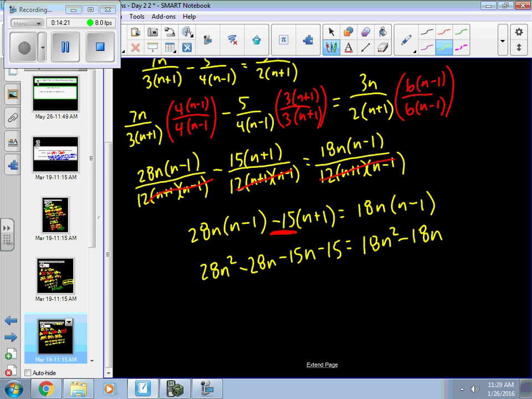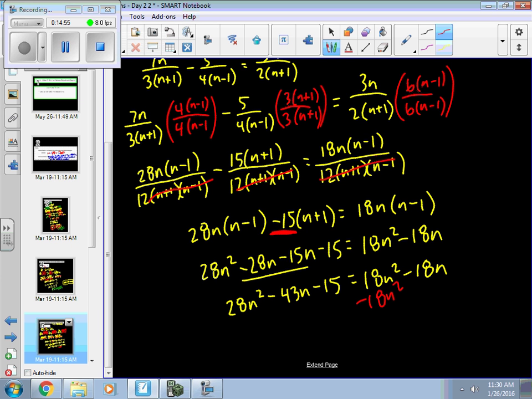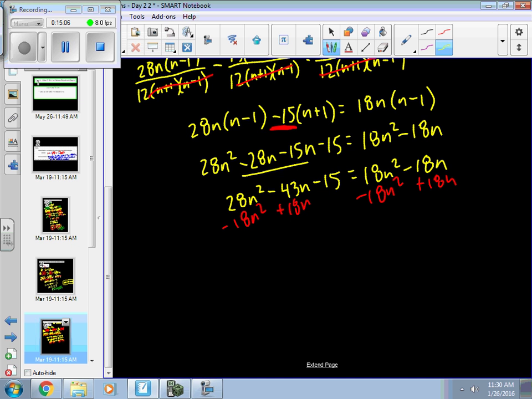All right, this one again looks like a quadratic. We got n squared and n in the same problem. So let's move everything to the one side here. Looks like there's some like terms we can put together here too. And if we do that, we're going to get 28n squared, minus, sorry, that's going to be negative 28n minus 15n is negative 43n minus 15. Now if we move these two other ones over to the other side, minus 18n squared, and we can add 18n. Now we'll get it equal to 0, and then we should be able to solve this. So we got 10n squared. This one should come out to be minus 25n minus 15.